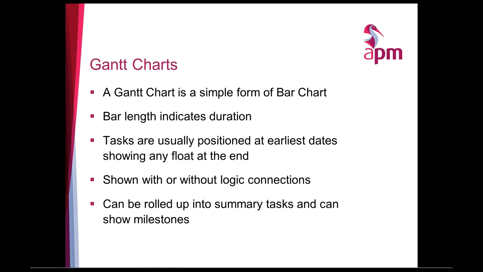Okay, what we're going to do now is just briefly talk about Gantt charts. A Gantt chart is a simple form of bar chart where each bar length indicates the duration of the activity. We normally draw them so that the earliest one comes first and the last one is drawn last, so there's a nice flow from left to right. We also show any float at the end of the bars, and it can be shown with or without the logic.